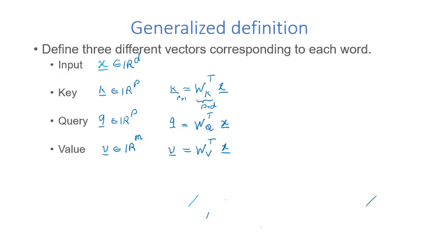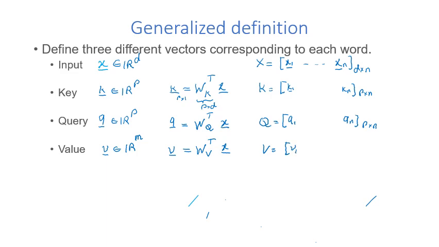In matrix form, you can assume that you have capital X, which is a matrix of all of these vectors, and suppose that you have n of these vectors, so it's going to be D by n, and then you have capital K, which is all of your keys, and you have n keys, so it's P by n, and then you have all of your queries, which is P by n again, and you have all of your values, which is M by n. Okay.